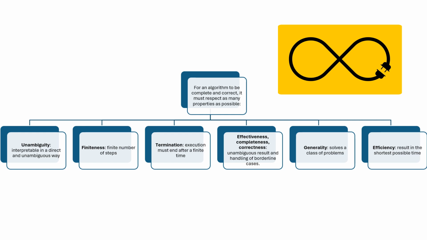Then effectiveness, completeness, correctness. As we said, we have an unambiguous result, but we must also consider borderline cases, some limit cases. For example, if we work with division, in case you didn't know, we cannot divide anything by 0. So 3 divided by 0, that is not actually a number, at least in the normal world, let's say. But we must be able to handle such a case. If we have division in our program, what can we do if the divisor is 0? We must find maybe something, write another routine or anything else which will help us to handle such a case.